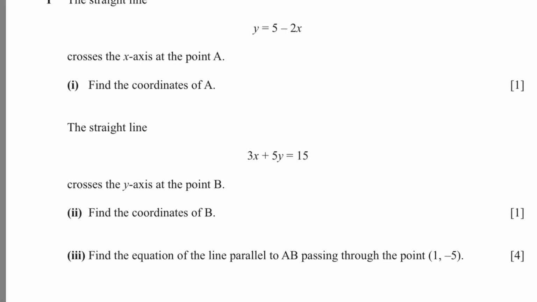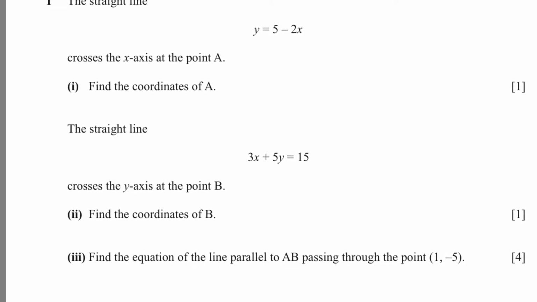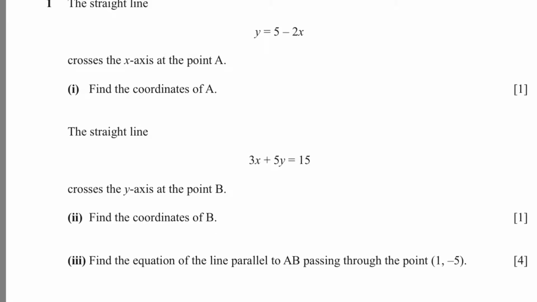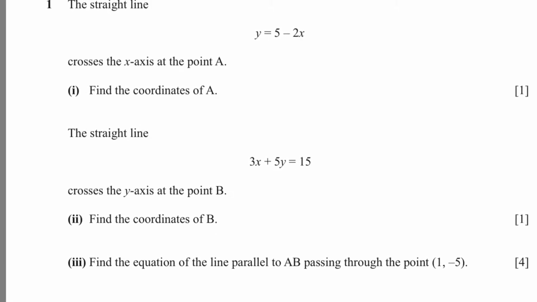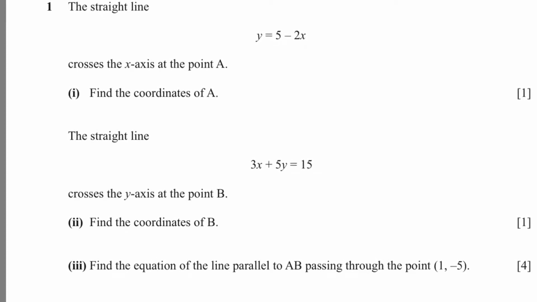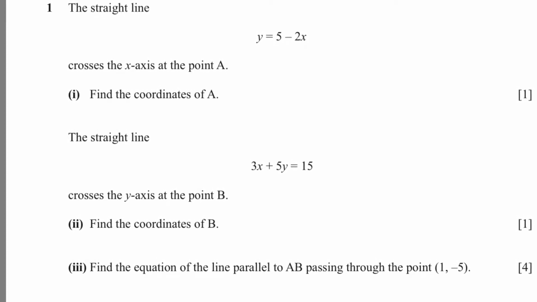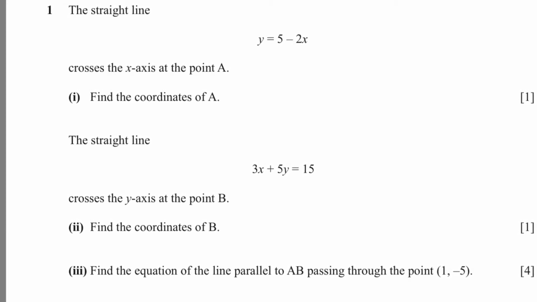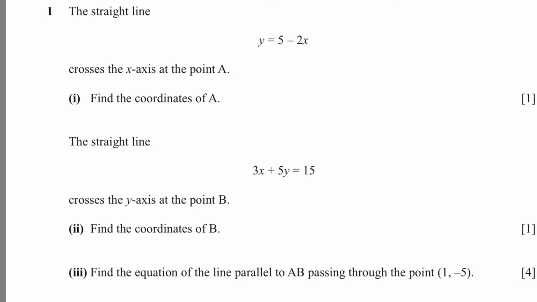This question is from a CCEA paper in May 2011. It is from the C1 module and it is question 1. It begins by giving an equation for a straight line, y equals 5 minus 2x. This line crosses the x-axis at the point A and the coordinates of A have to be found.